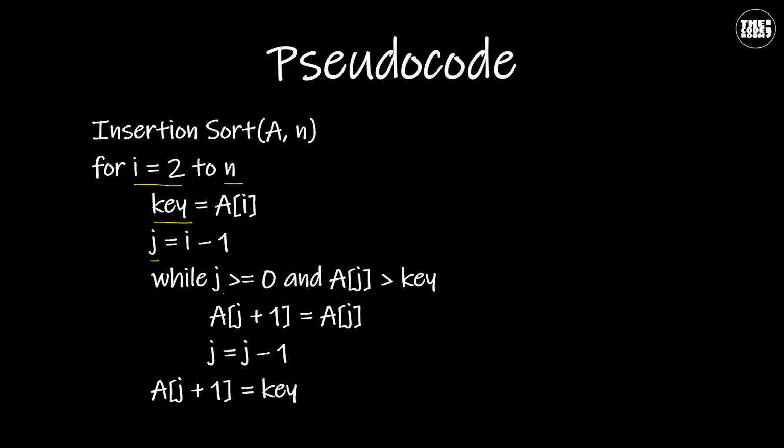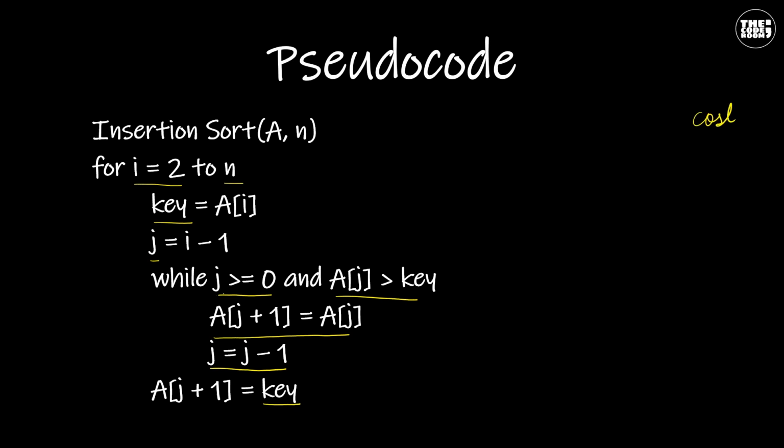Next, we have a while loop which decrements the value of j every time and checks if the value of j is greater than or equal to 0. Also, it checks that the jth element of the array is greater than key. If the jth element is greater than key, then it is shifted one position to its right side. If the jth element of the array is not greater than the key element, then the while loop is terminated and our key element is placed on the right side of the smaller element.